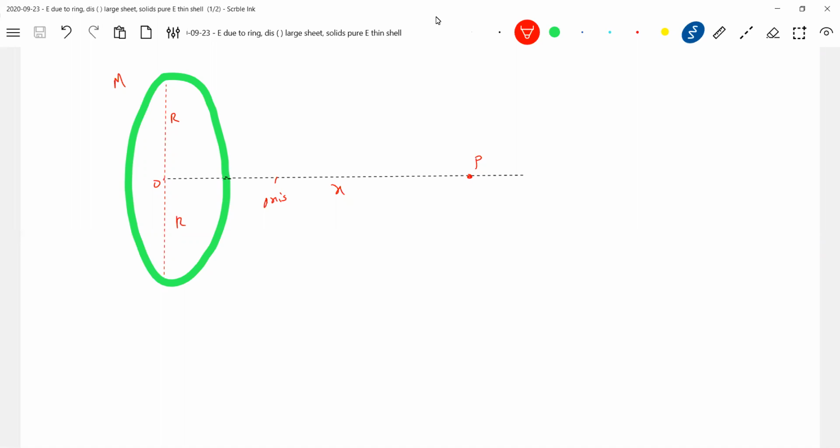We don't have a formula directly for any body. Only due to a point mass we know. If there's a point mass, what is the gravitational field strength? It is given by GM by r squared. Due to a point mass, the field strength is GM by r squared. We don't have that for a body. So is a ring a point mass or a body?